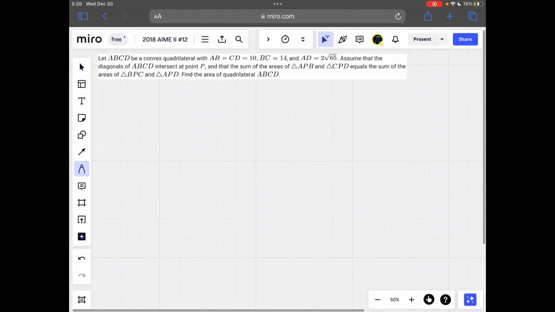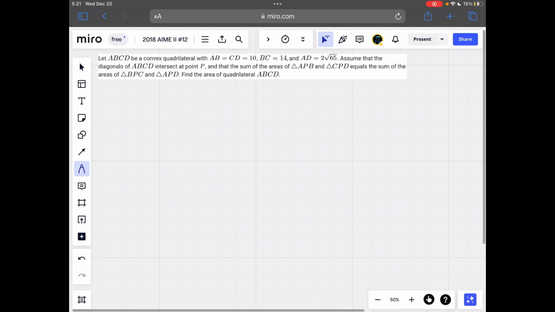Let ABCD be a convex quadrilateral with AB equals CD equals 10, BC equals 14, and AD equals 2 root 65. Assume the diagonals of ABCD intersect at point P, and the sum of the areas of triangles APB and CPD equals the sum of the areas of triangles BPC and APD. Find the area of quadrilateral ABCD.